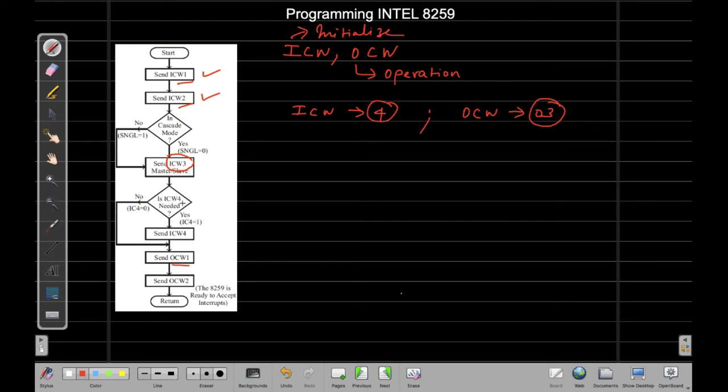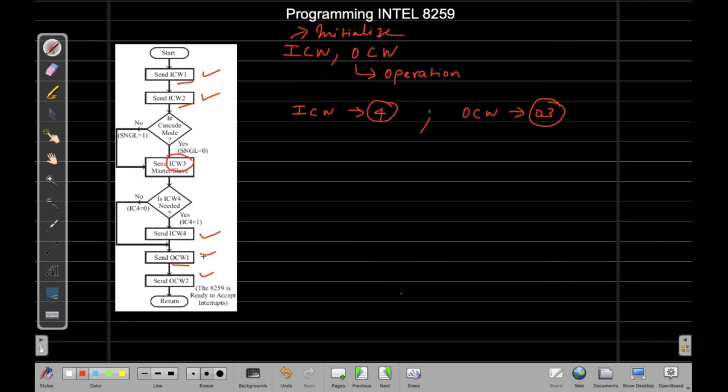Then the program will move to ICW4. There is a decision box here which checks whether there is a need of ICW4. The need for ICW4 is specified when I send ICW1. There is a bit associated with ICW1 which says whether ICW4 is required or not. If it is required, then ICW4 will be sent. After initializing the ICWs, the next step will be sending OCW. There are 3 OCWs, out of which 2 OCWs can be sent. OCW is called the operational control word.